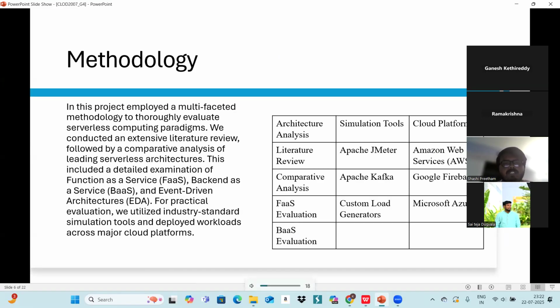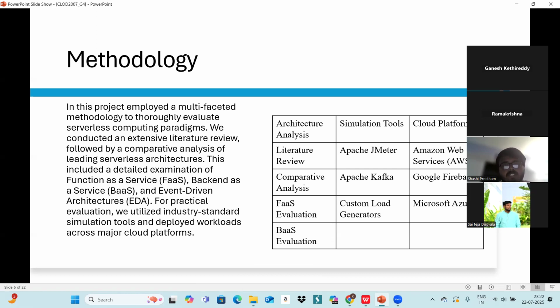Step one is literature review. In this, they have reviewed academic papers, industry white papers, and cloud provider documentation to understand the current state and limitations of serverless computing. Coming to step two, comparative architecture design.